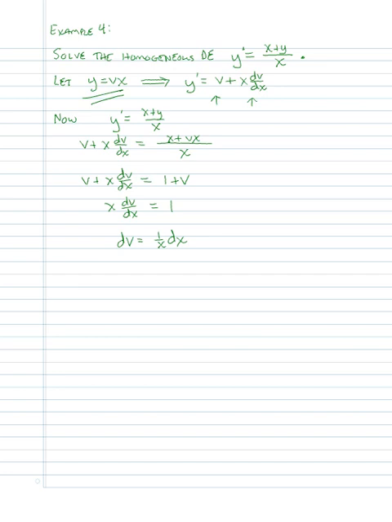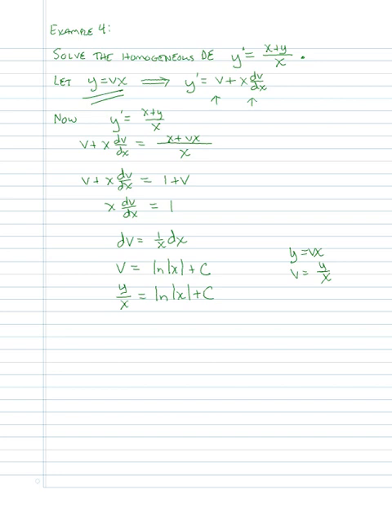Now we integrate on both sides, and when we integrate dv, we just get v. And when we integrate 1 over x dx, we get natural log absolute value of x plus a constant. Now, recall that v from up above is, remember the y is vx, and so when we solve that for v, we get v is y divided by x. And so in place of v, we put y divided by x, and that's equal to the natural log of absolute value of x plus c.